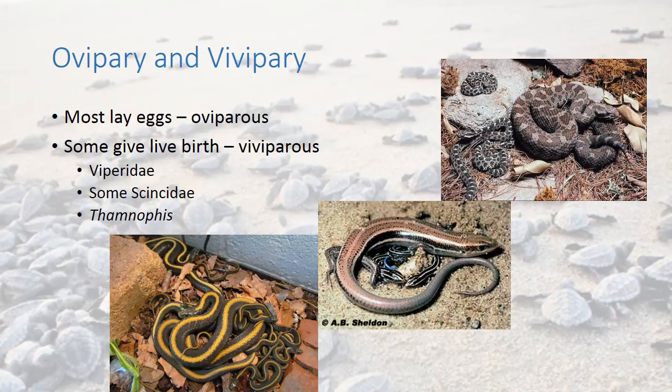So ovipary and vivipary are both seen in reptiles. Ovipary is when eggs are laid, vivipary is giving live birth. Most reptiles lay eggs, so they're oviparous. The ones that give live birth: Viperidae, so those are the pit vipers, remember? So things like the timber rattlesnake, they always give live birth. Some skinks give live birth, and then garter snakes and ribbon snakes, the genus Thamnophis, they give live birth.